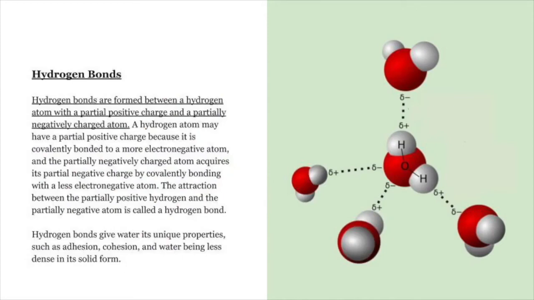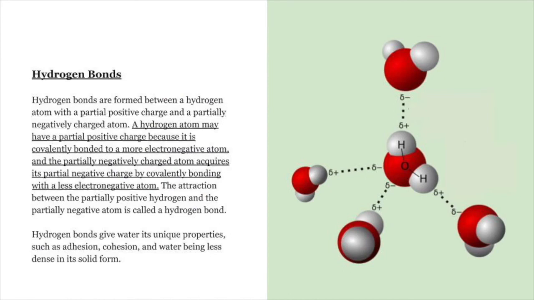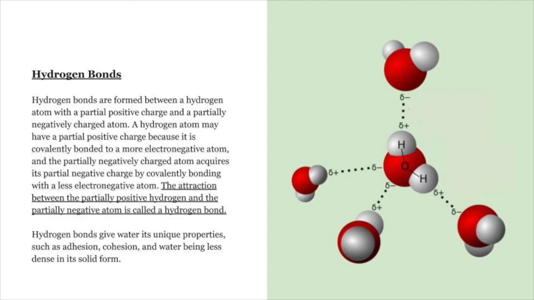Hydrogen bonds. Hydrogen bonds are formed between a hydrogen atom with a partial positive charge and a partially negatively charged atom. A hydrogen atom may have a partial positive charge because it is covalently bonded to a more electronegative atom, and the partially negatively charged atom acquires its partial negative charge by covalently bonding with a less electronegative atom. The attraction between the partially positive hydrogen and the partially negative atom is called a hydrogen bond. Hydrogen bonds give water its unique properties, such as adhesion, cohesion, and water being less dense in its solid form.